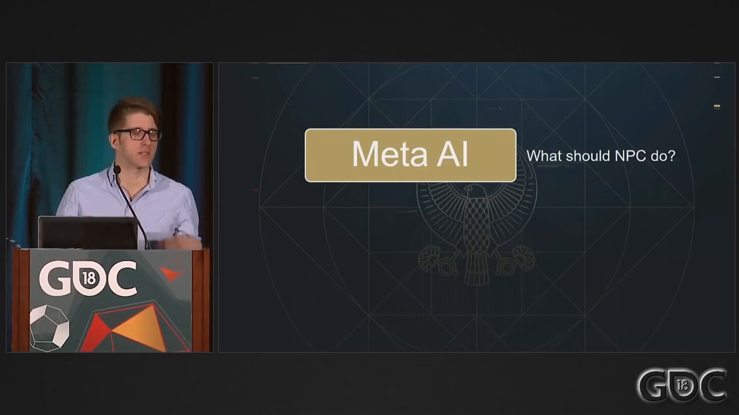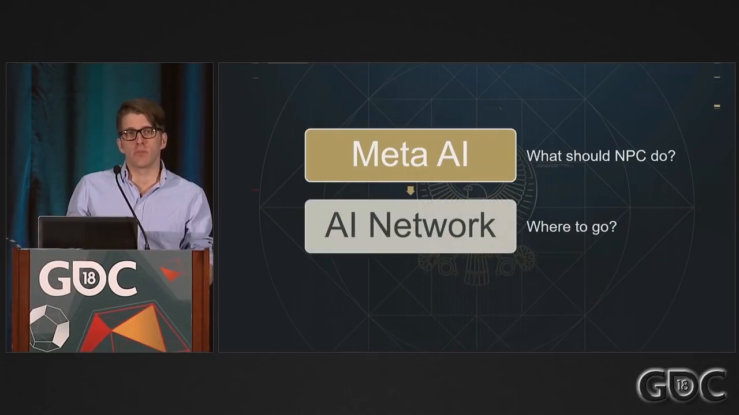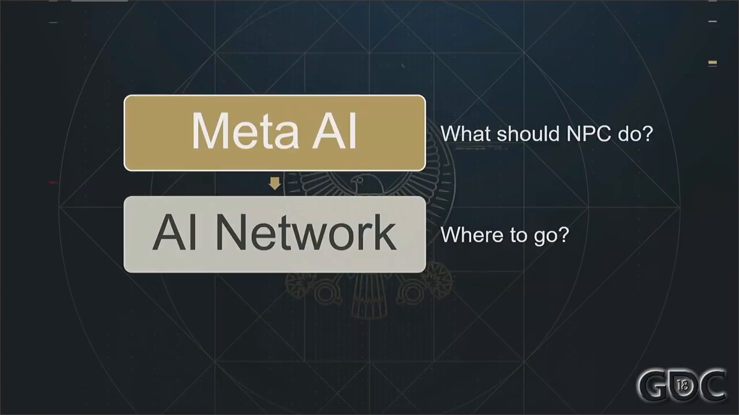So guards have a schedule. They wake up, they go patrol, they go back to eat, they go to sleep. Farmers will go work the farmland instead. You get the idea. So when the meta AI system tells an NPC what it should be doing, it will also tell it where it should be performing that action. And the where information is in the AI network.